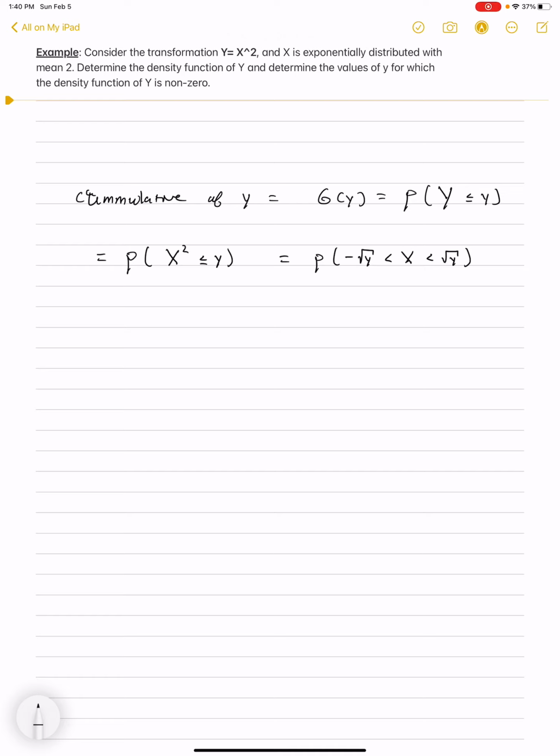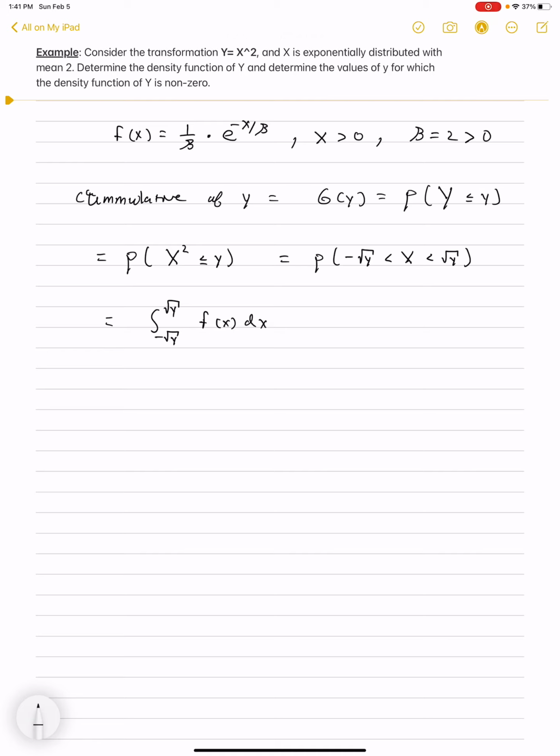Well, now we're ready to calculate probabilities with the density function of x. So it'll look something like this. But now you'll ask yourself, what's the density function of x? Oh yeah, we're told x is exponential with mean of 2. So f of x is going to be 1 over beta times e to the minus x over beta for x greater than 0. And here beta is equal to 2 because it's specified in the problem.